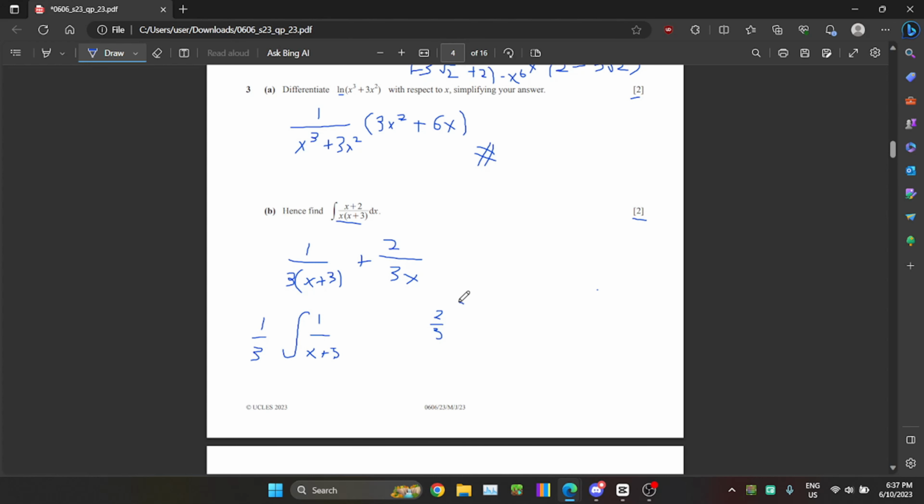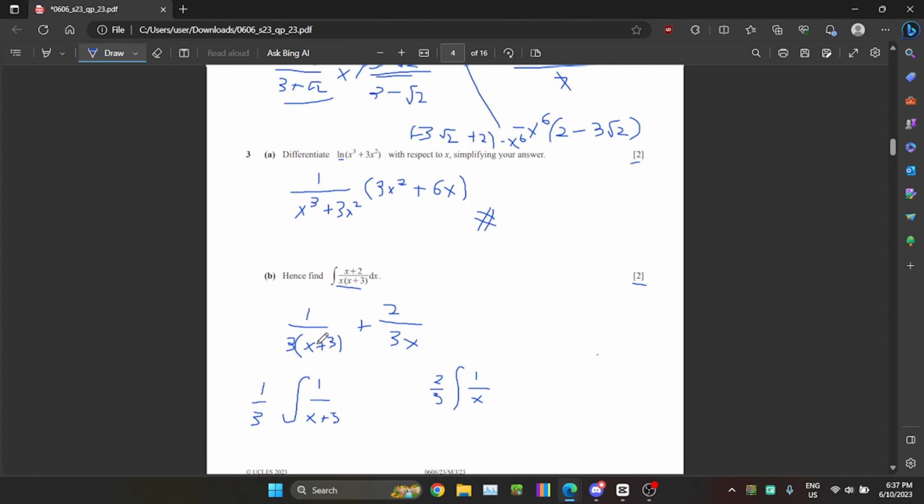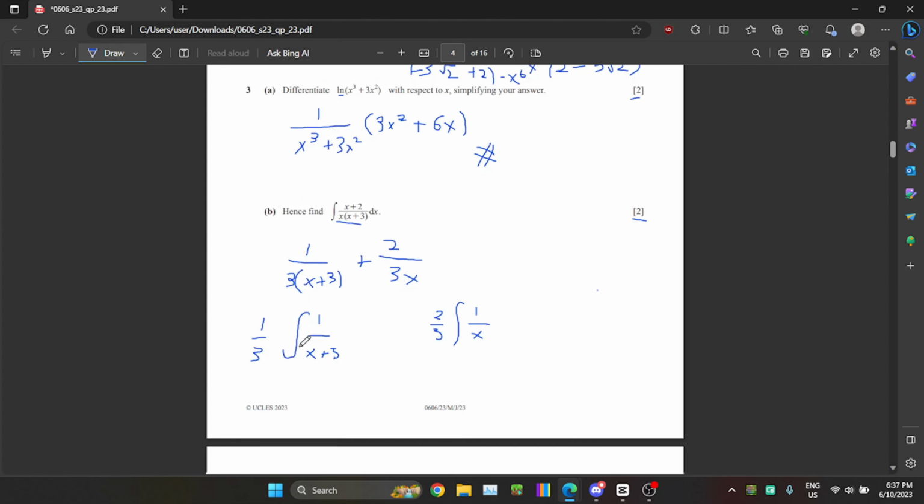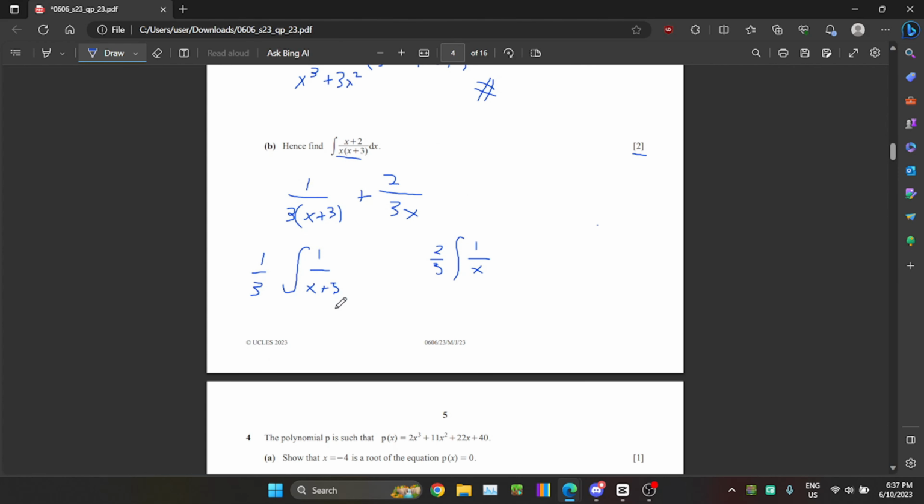2 over 3, remove it. I only want to integrate the 1 over x. Now, does this look familiar to you? 1 over something. If differentiating alone gives 1 over something, then integrating, which is the opposite, should convert this into ln. So that means this is ln x plus 3, and this is ln x. It's very obvious. Now this part that's outside is untouched, you just add it back on.